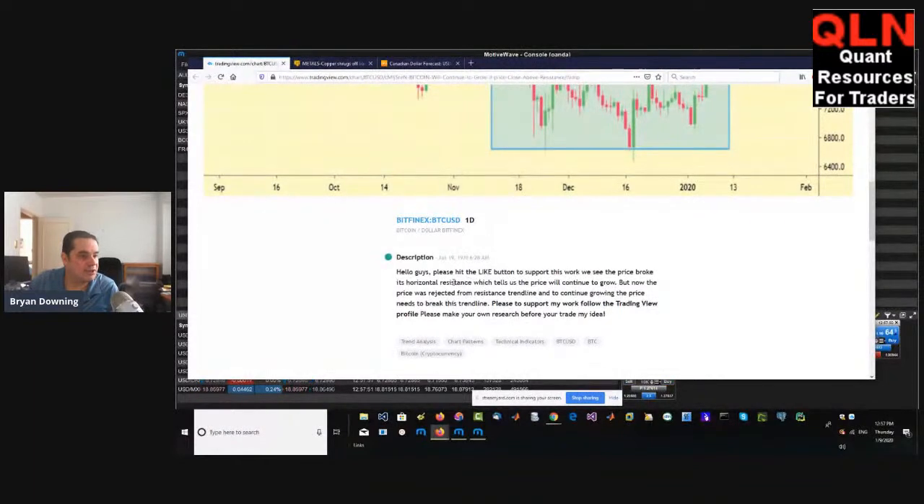Hello guys, please hit the like button to support this work. Broke its horizontal resistance, which tells us the price will continue to grow. But now the price was rejected from the resistance trend line. To continue growing, the price needs to break the trend line. Please support my work, blah, blah, blah.